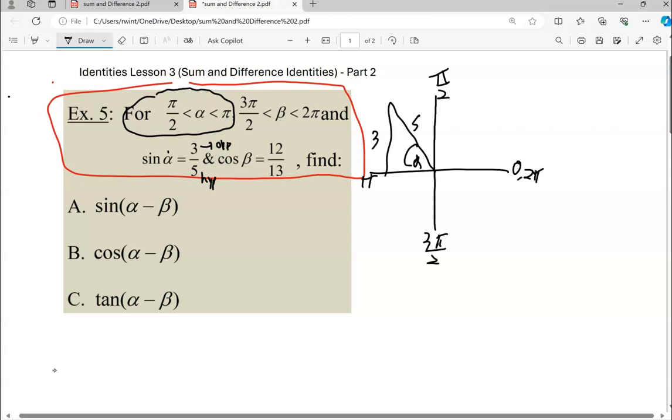Now to find my adjacent side, I can go 3 squared plus b squared equals 5 squared. Or maybe you know something called a 3, 4, 5 triangle. But if you did do Pythagorean theorem, you'd get that this side is 4. Here's the problem with that. The direction. Your geometry teacher probably taught you that you can't have a negative side in a triangle. Well, that's not necessarily true. This side is actually 4.